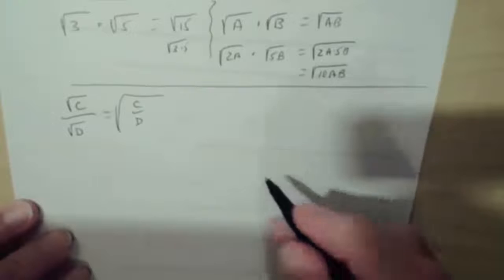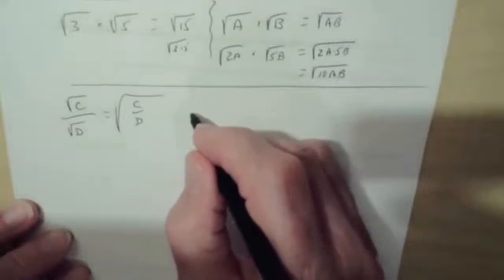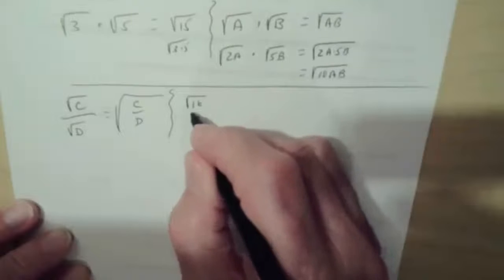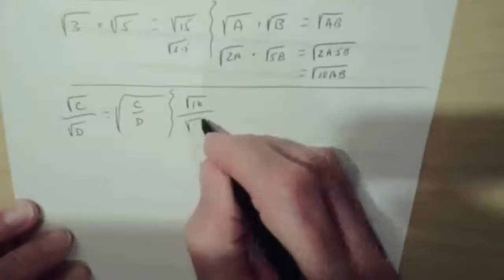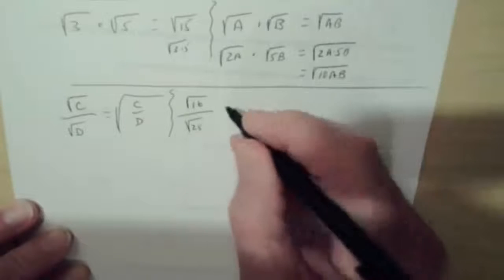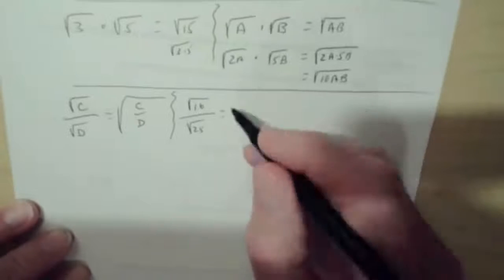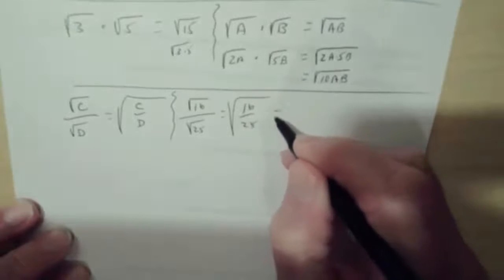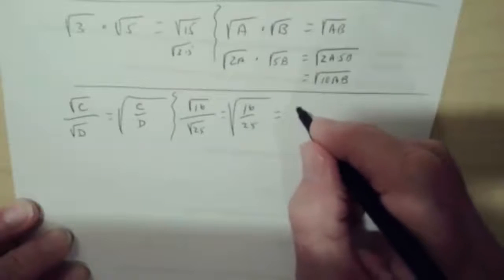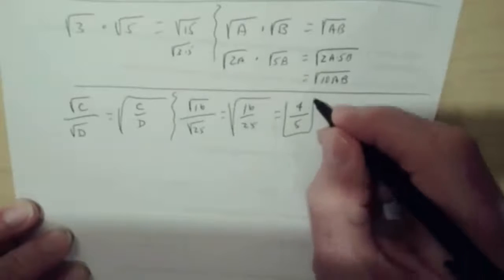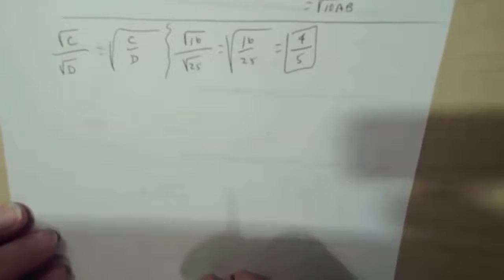And what if we have the square root of 16 over the square root of 25? Now we can write them under the same radical, 16 over 25. Now the square root of 16 is 4. Square root of 25 is 5. And you could just leave it like that.